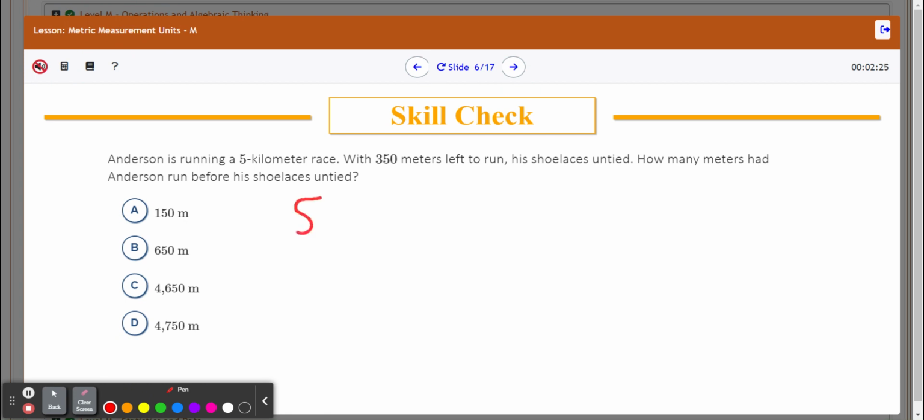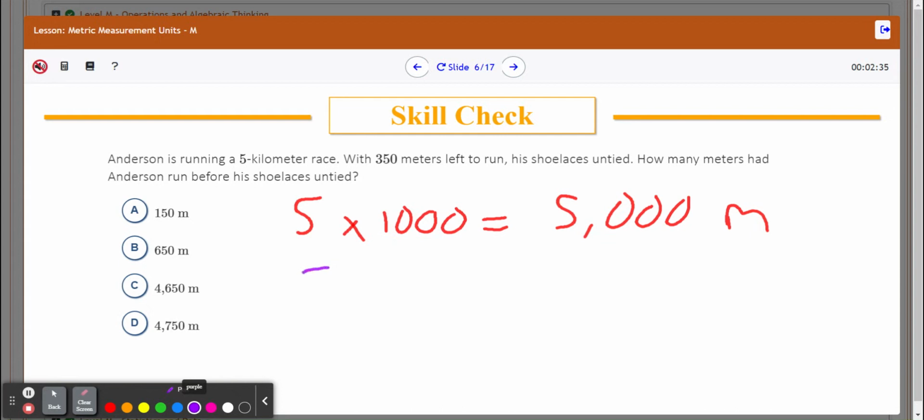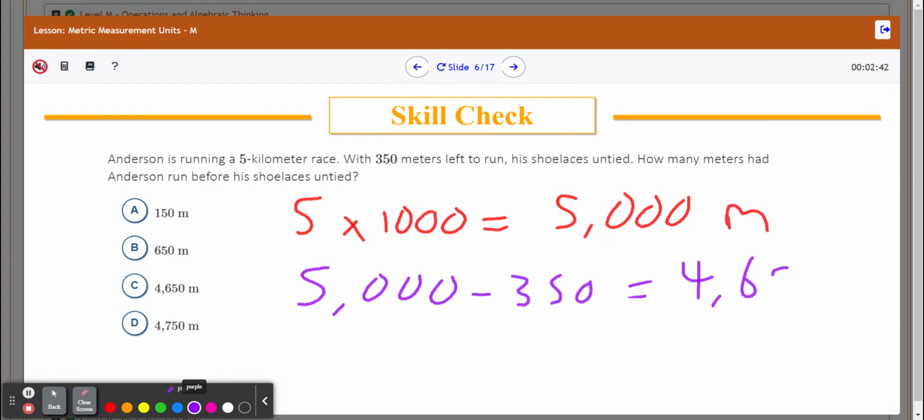Well, he ran 5 kilometers. Each kilometer is 1,000 meters. So the race was 5,000 meters. But his shoelaces came untied with 350 left. So we take 5,000 and we minus that 350, which leaves us with 4,650 meters. That is how much he ran before his shoelaces came untied.